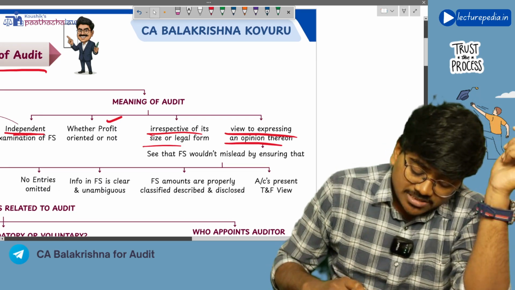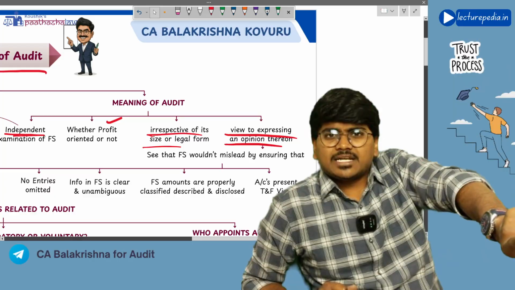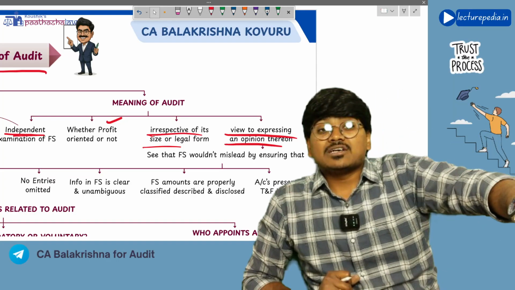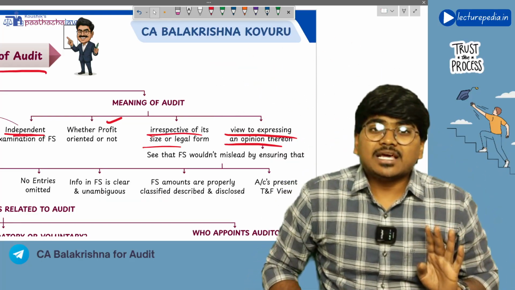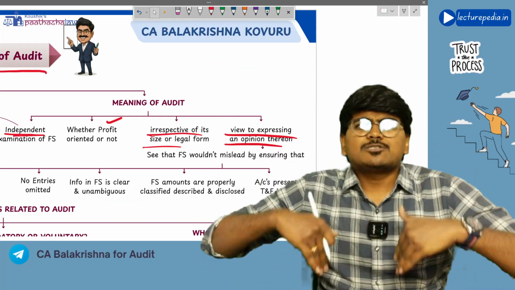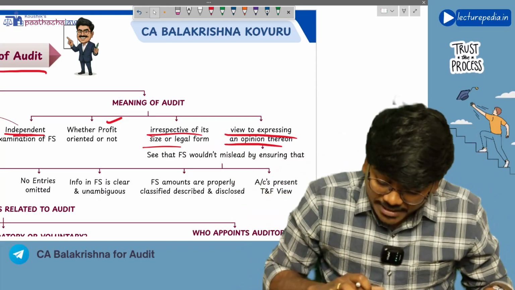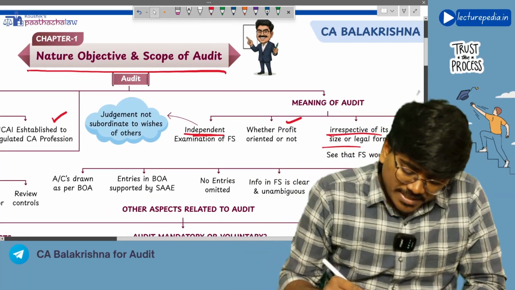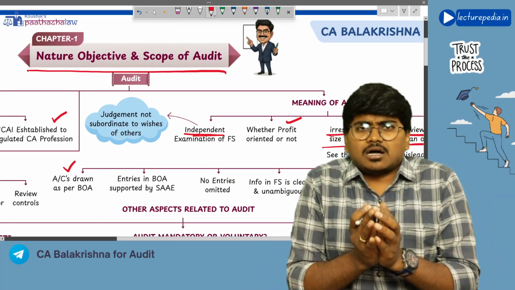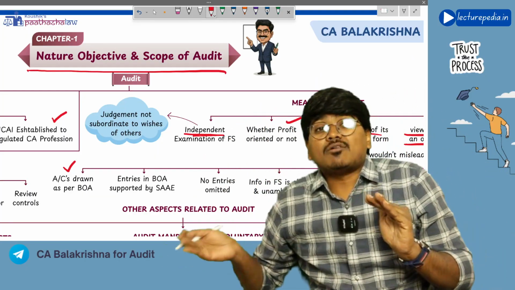So audit means an independent examination of financial statements, whether profit oriented or not, irrespective of size, with the purpose of expressing an opinion thereon. Now, while expressing an opinion, what are some of the examples of points that the auditor will see? First of all, the auditor will see whether the financial statements are drawn based on the books of accounts or not.